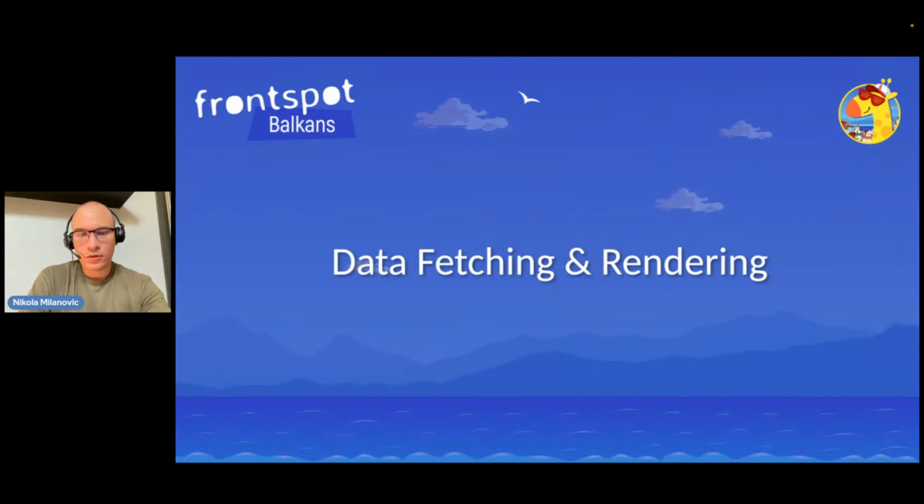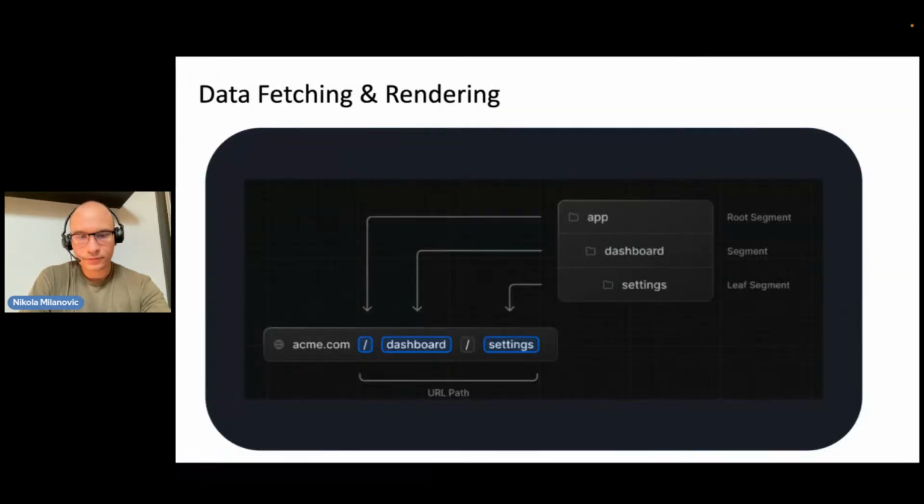Okay, so I want to go a little bit more into data fetching and rendering. So this was just an example. I have another here, and the good thing about the app directory is it works the same as the Pages folder. If you use Next.js, you know what the Pages folder is. So the app directory works in a similar way.